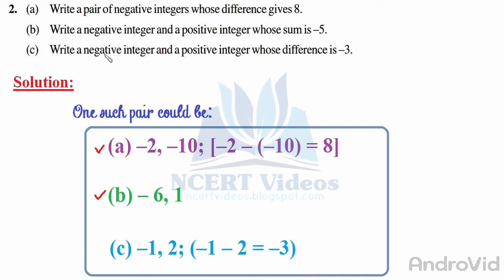Now write a negative integer and a positive integer whose difference is -3. Now we are asked to find the difference, that we will subtract, and negative integer is -1 and positive integer is 2. So we have to subtract, therefore minus sign comes, and since the signs are same, we add them up. Therefore 3 and sign comes of negative number, therefore -3. Is your required answer, and that was your question number 2.